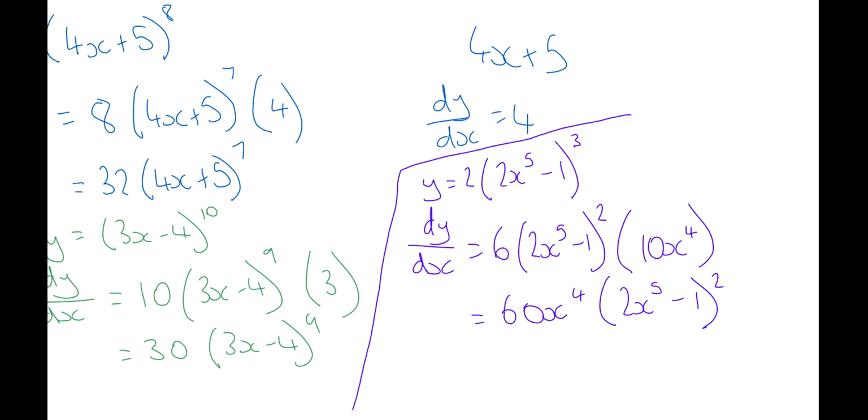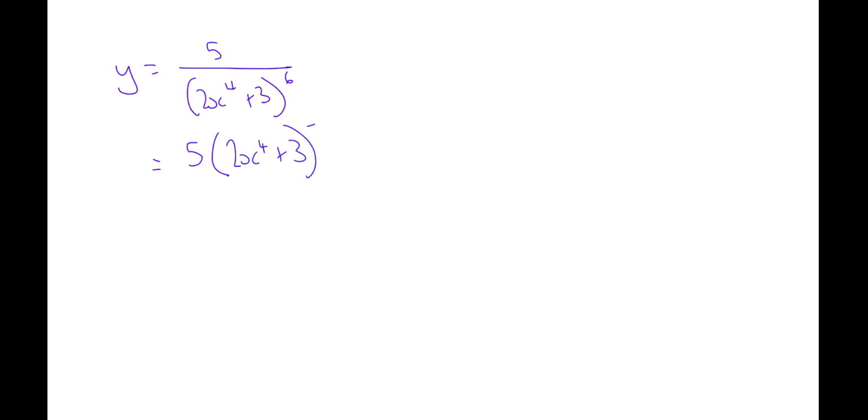Let's do another one. Okay, this time I'm going to say that y is 5 over 2x to the power of 4 plus 3, all to the power of 6. What should my first step be? -6. Good, we're going to make it a negative power. Just like yesterday, we don't differentiate when we've got fractions. So this is now 5 times 2x to the 4 plus 3, all to the power of -6.